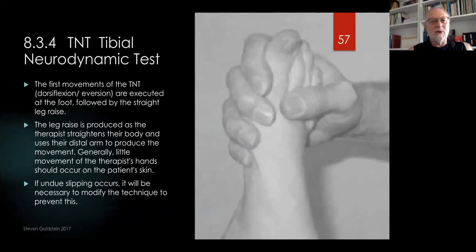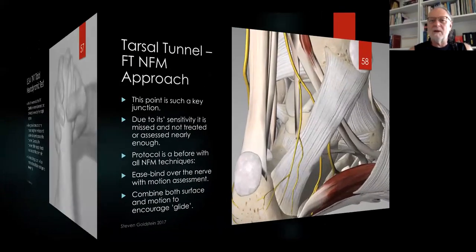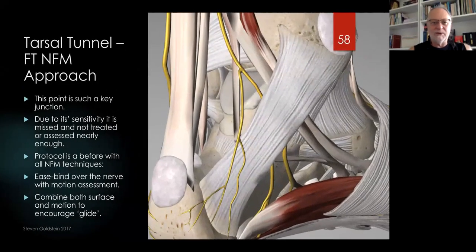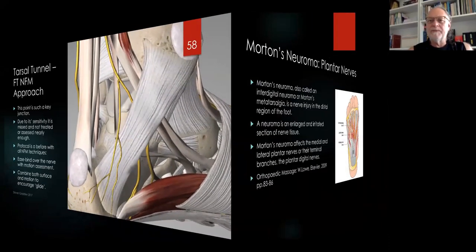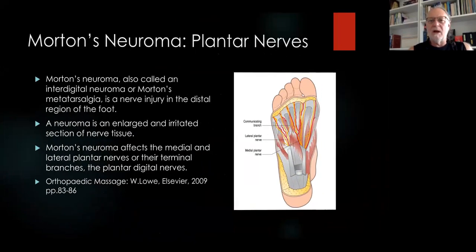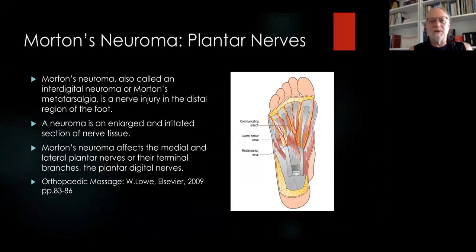We'll learn what's called the tibial neurodynamic test, TNT, and that's just for the tibial nerve. It's a simple maneuver. You'll learn that. We'll treat the tarsal tunnel, which is a very sensitive medial ankle aspect, and will be sore in everyone usually, and try to get that particular junction to move. And so that's a neuromobilization spot. Then we'll work plantar nerves, which is synonymous often with what's called Morton's neuroma.